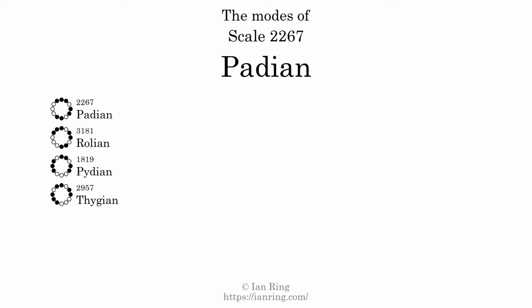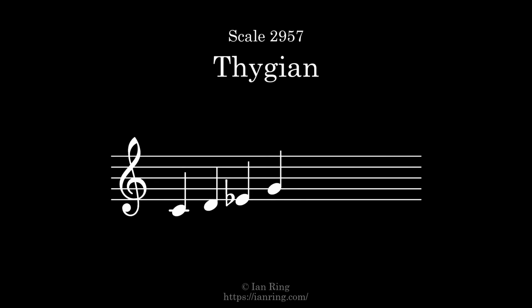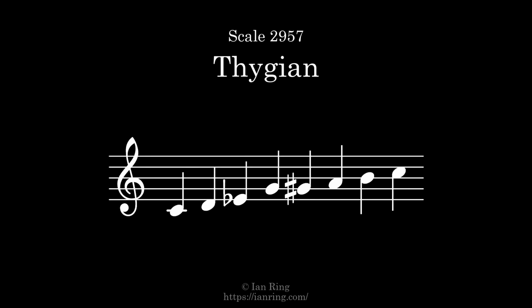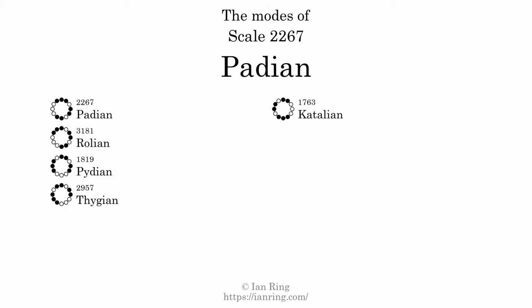The fourth mode is scale 2957, also known as Padian. It sounds like this. The fifth mode is scale 1763, also known as Catalian. It sounds like this.